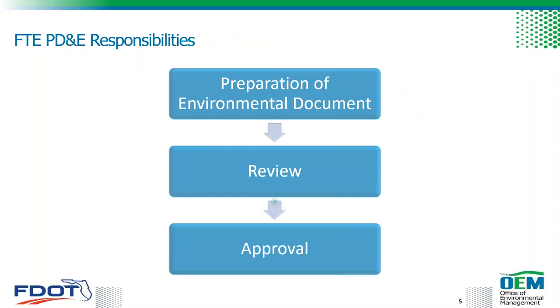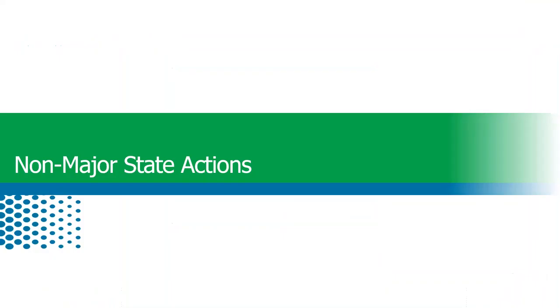So as the lead agency for these types of projects, the Turnpike's responsibilities include preparing the environmental document, that's going to be your non-major state action or SEER, reviewing the project, and also the final step of approval. So first, we'll briefly go over those non-major state actions.